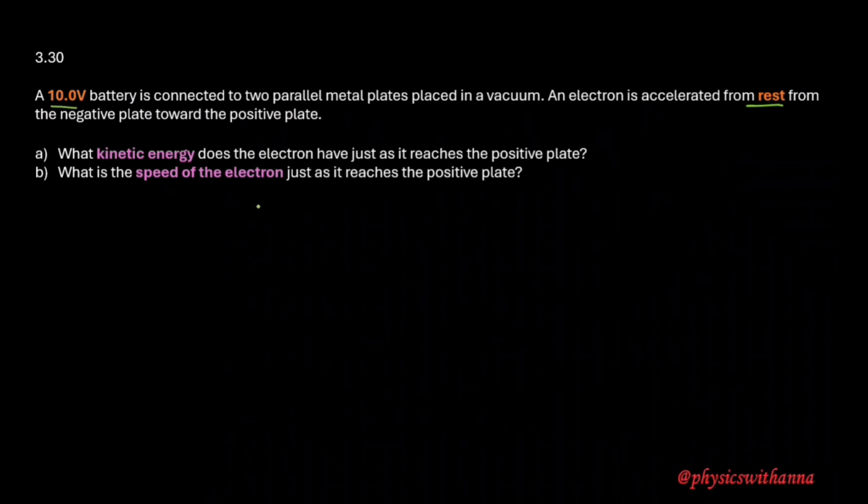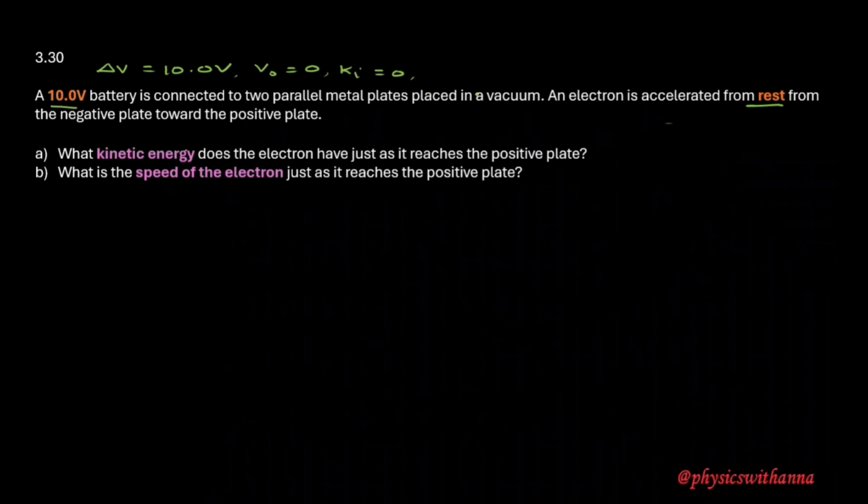So let us first write down what is given to us. We have a 10-volt battery connected to two parallel metal plates, so the potential difference between the two plates will be 10 volt. Then you have an electron accelerated from rest. Since it is accelerated from rest, its initial velocity will be 0, and if its initial velocity is 0, the initial kinetic energy will also be equal to 0.